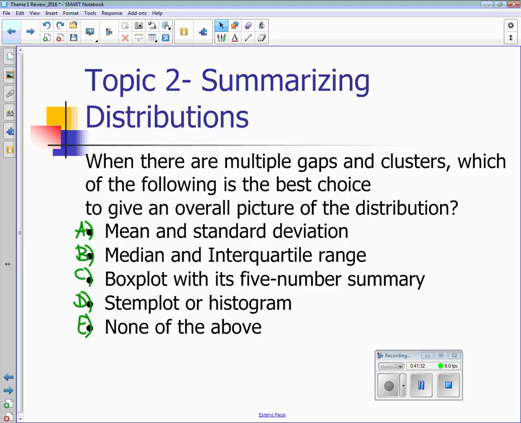Byron, what's the correct answer here? Yeah, the stem plot or a histogram, either one are going to show gaps in data, and they'll show if things are clustered together. I agree. So that none of the above, just sitting there. Good.